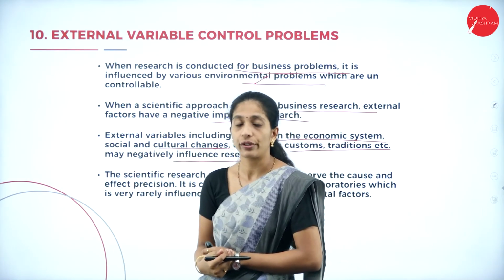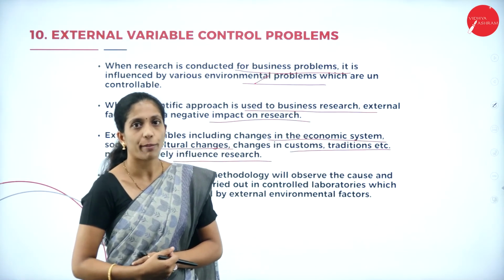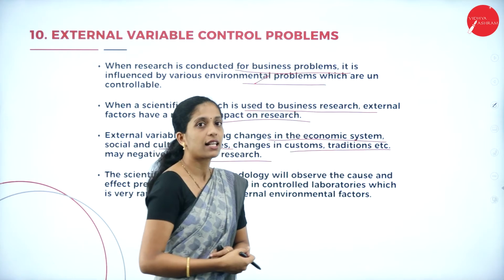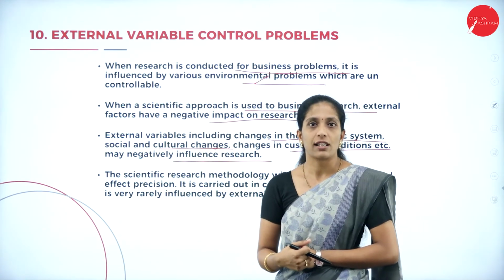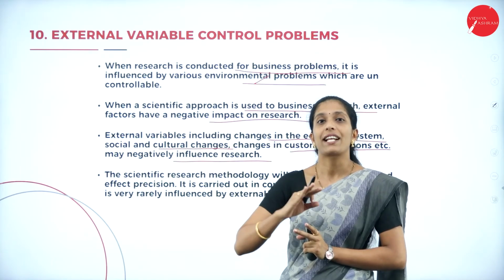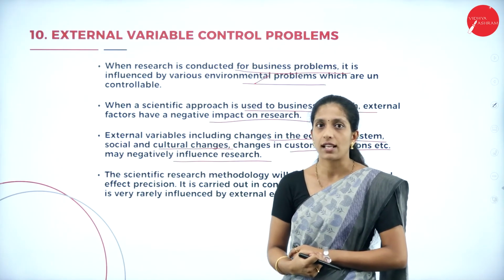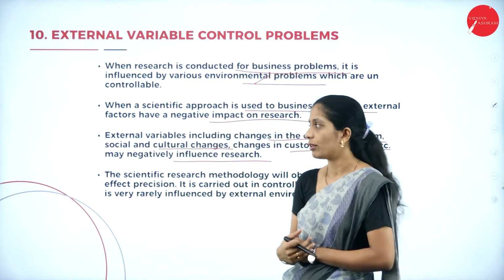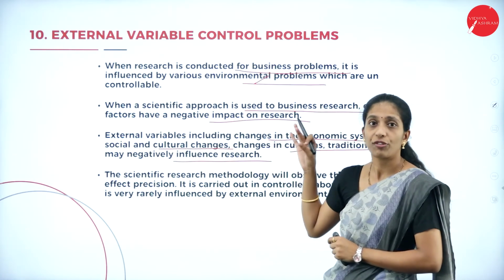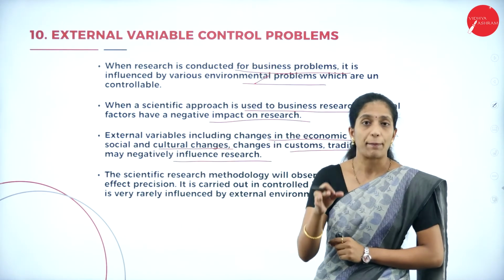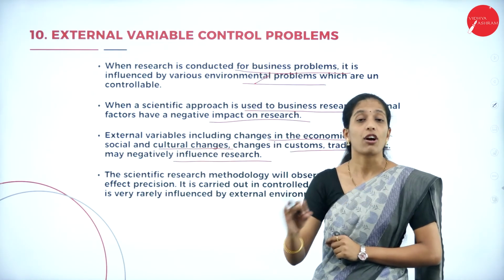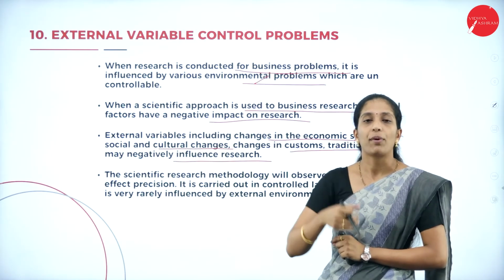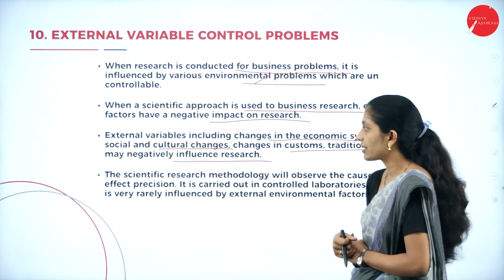I have already told you about external factors like economic factors, social factors, and political factors. These factors are unavoidable in nature, do not have a direct relationship with the business, and cannot be controlled. So if we take such factors and apply scientific research, we cannot get a proper result when applying scientific research to business research.